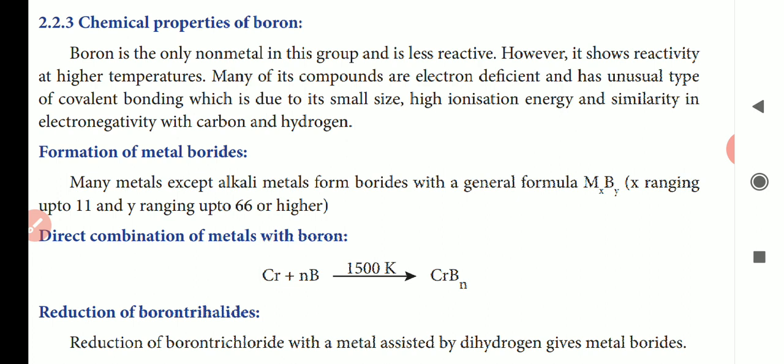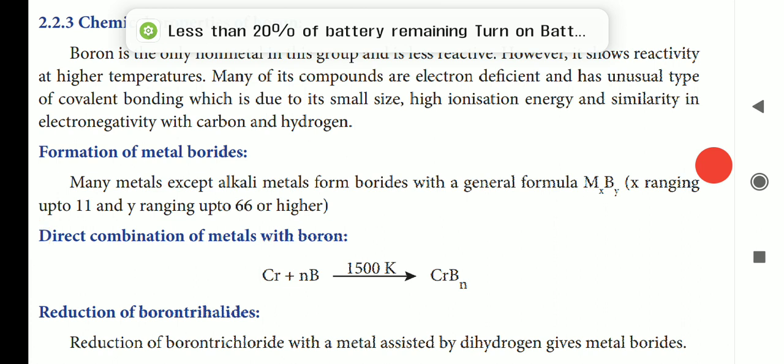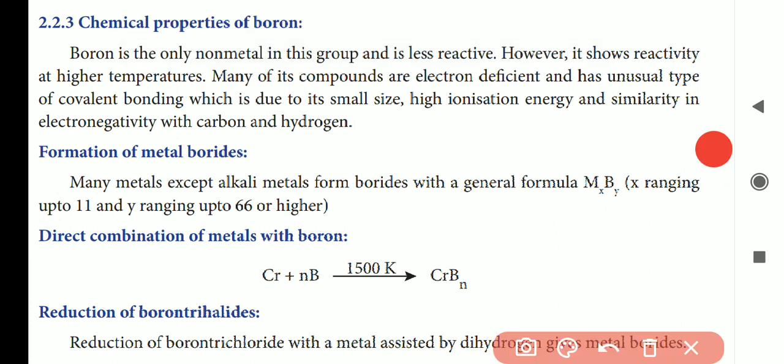In a similar manner, many of the compounds are electron deficient and have an unusual type of covalent bonding, which is due to the small size. It is one of the very important 3-mark questions. Why do they have this unusual type of covalent bonding? It has a small size.